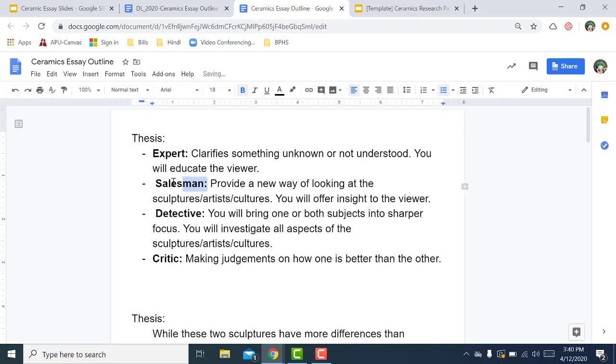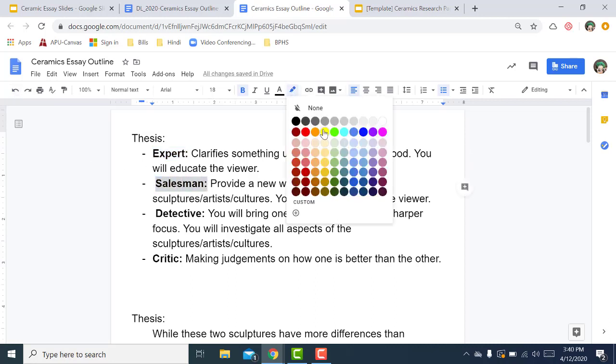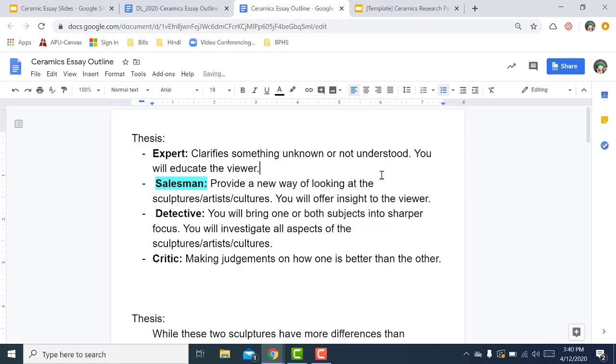The salesman is also a very popular style of thesis. What this is, you're going to provide a new way of looking either at those two sculptures or at those two artists. You're going to offer an insight to the viewer. What you want to think about is that you're pitching something. You're going to tell us something. You're bringing an idea that we wouldn't have known just looking at those sculptures, and you're going to prove this like a salesman pitch throughout your essay. So that's kind of what the salesman does.